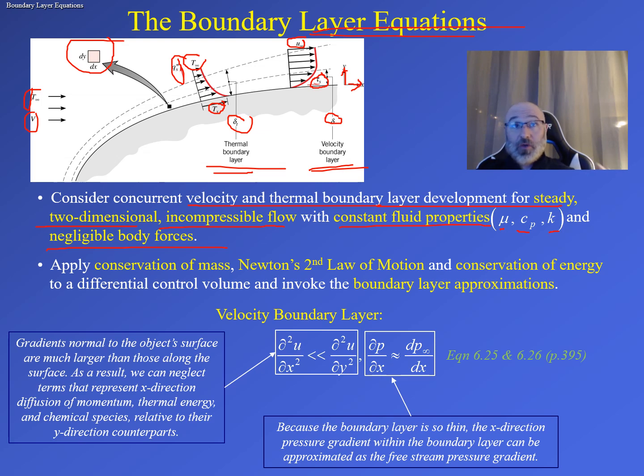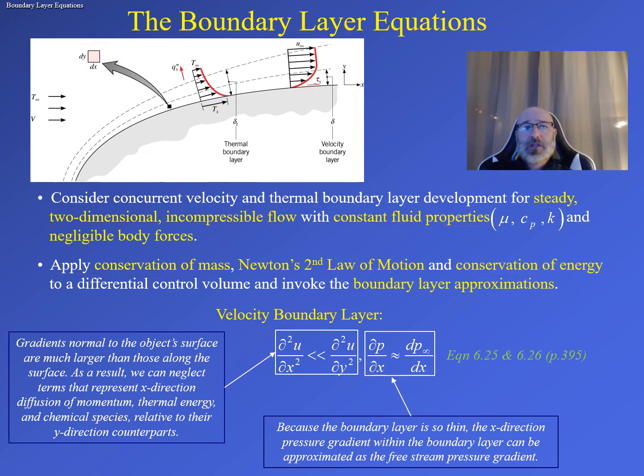To derive these boundary layer equations, we're going to apply our conservation of mass, Newton's second law of motion, and our conservation of energy to a differential control volume, there's our differential control volume up there, and invoke our boundary layer approximations. As we take a look at our velocity boundary layer equations, we can relate this back to equations 6.25 and 6.26 in our textbook.